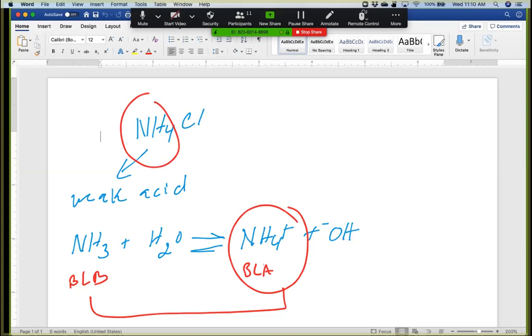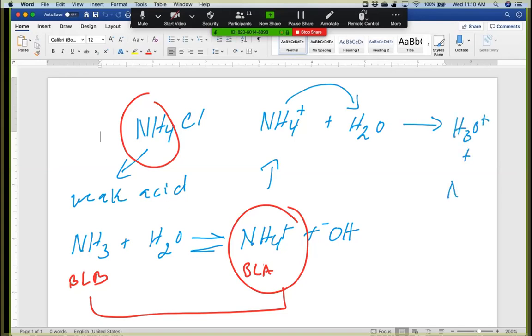So I could set up, theoretically, a new reaction where ammonium is now acidic. It could react with water, of which we have at least 55 molar. It's a huge amount of water. One of those H's gets donated to the water. That will form hydronium and leave behind ammonia. I formed hydronium. If I form hydronium, my pH goes down, right?